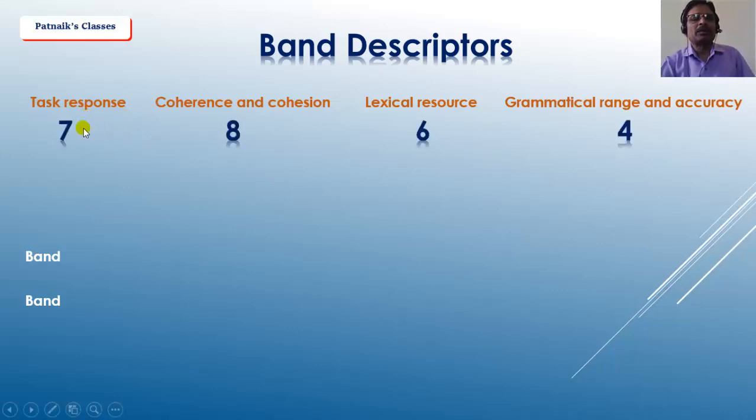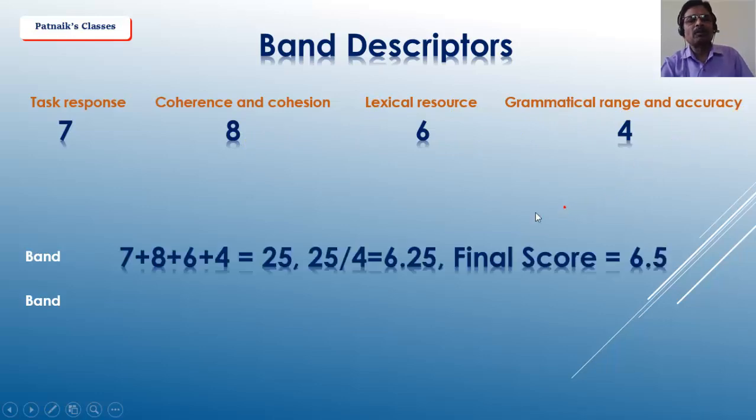Suppose in task response, one student has scored 7, in coherence and cohesion he has got 8 bands, lexical resource 6 bands, and grammatical range and accuracy 4 bands. So now, how will he be scored, how will he be given the band for the task? I'm talking about task 1.